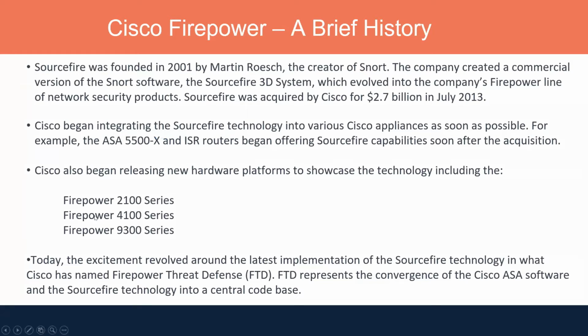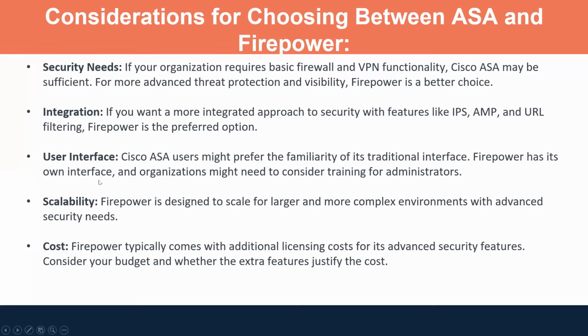Moving to next, let's talk about considerations when you are choosing Cisco Firepower over ASA. So why should we go for Cisco Firepower? If you have an ASA firewall and you want to upgrade to Firepower, how would you show the company what advanced features you are getting by using Cisco Firepower?